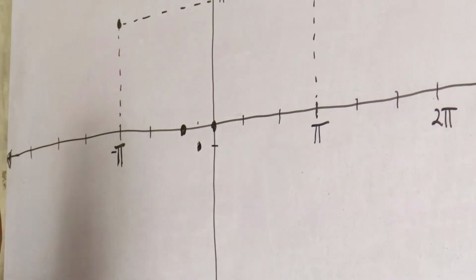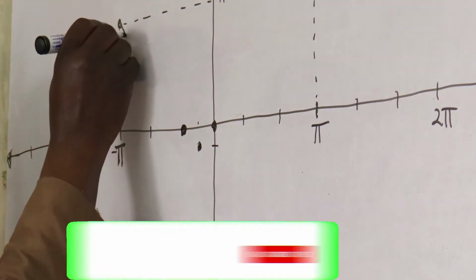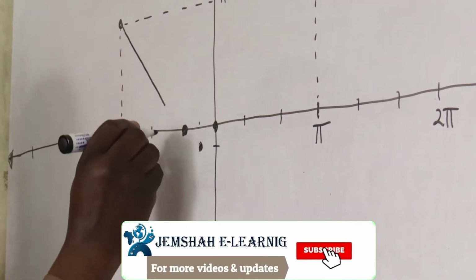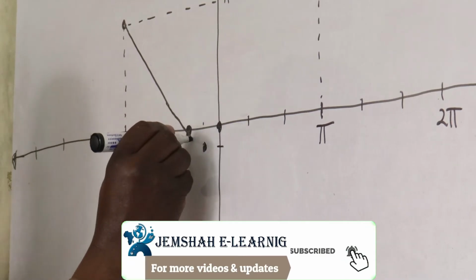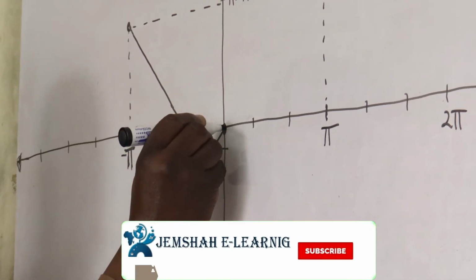So we have everything. We can now sketch our curve. We simply start and join these points with a smooth curve.